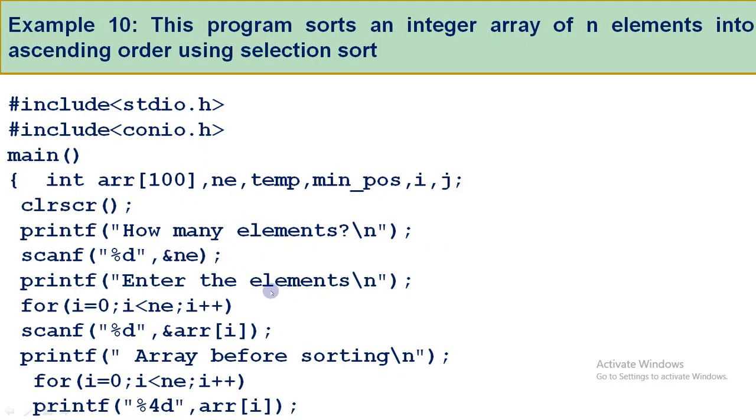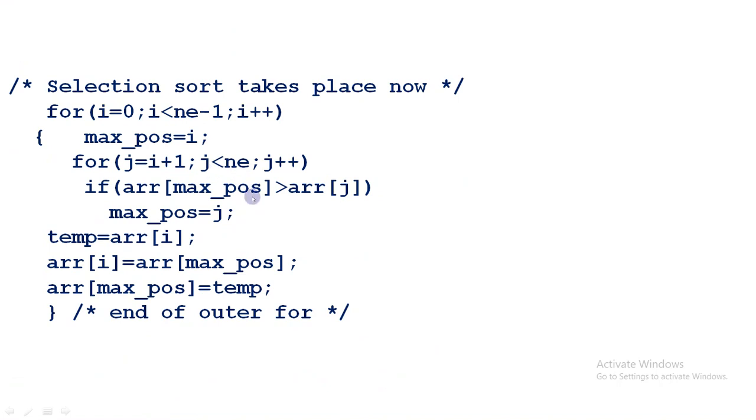The user is asked how many elements, in order to make this program a little interactive, and he enters the number of elements. Let us say 15, let us say 20. Enter the elements. He will enter them one by one with the help of this for loop. And we print the array before sorting, in order to get the taste of this sorting procedure and to see whether this selection sort has done its work. Now selection sort takes place.